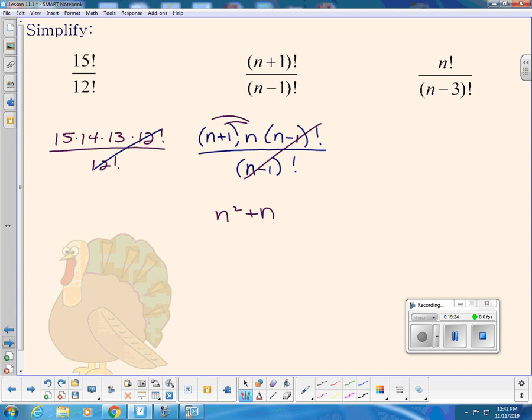Okay, this guy here, we're starting with n. 1 below that is n minus 1. 1 below that is n minus 2. 1 below that is n minus 3. Boom. Done. Calculator. Right? And then I can distribute.